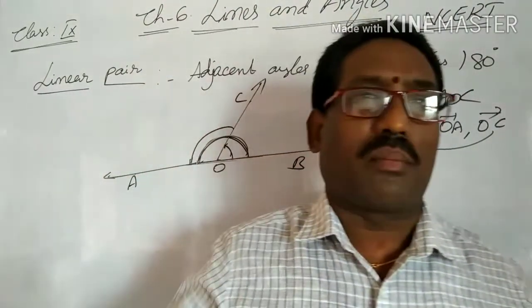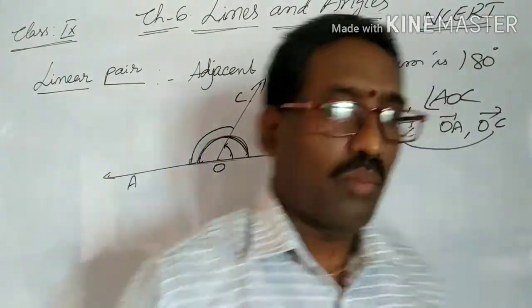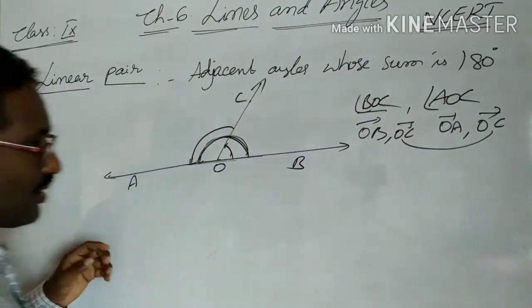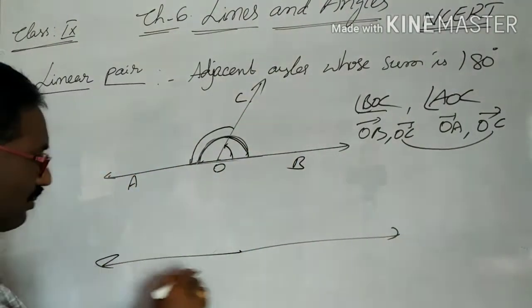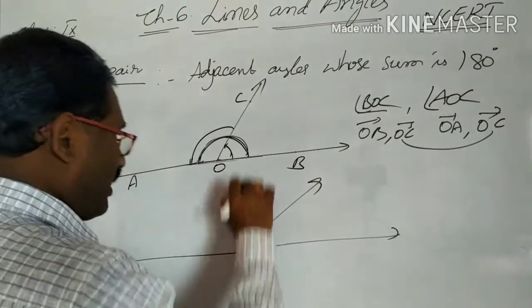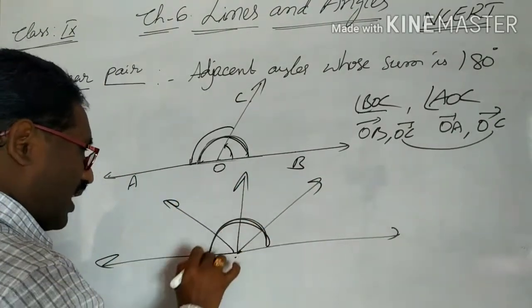Adjacent angles whose sum is 180 degrees, that is called a linear pair. Very, very important. Okay? Don't confuse. Say, this is the initial ray, this is the terminal ray. Here is one angle formed, here is one angle formed. These are all angles. The sum of these is a straight line.